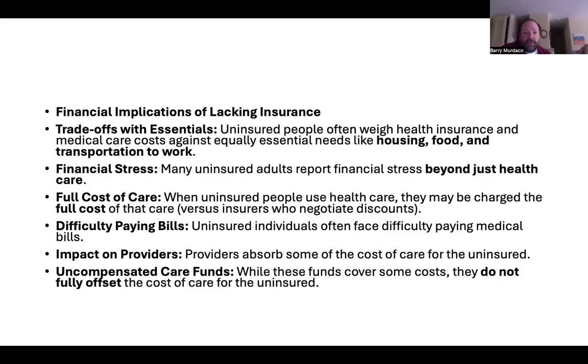Full cost of care. When uninsured people use healthcare, they may be charged the full cost of that care versus insurers who negotiate discounts. Difficulty paying bills. Uninsured individuals often face difficulty paying medical bills. Providers absorb some of the cost of care for the uninsured. While these funds cover some costs, they do not fully offset the cost of care for the uninsured.